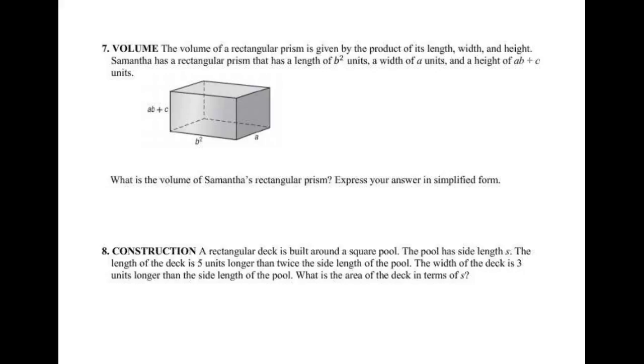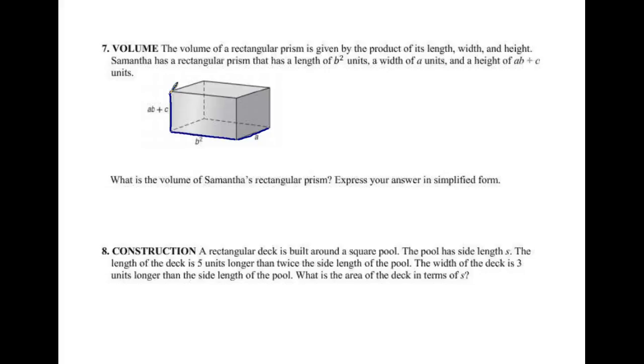Okay, let's look at question number 7, and I'm going to practice a little bit with that because I think this is not that complicated, but some of you try to complicate it. I don't know why. But this is a cube or a rectangular prism, and we need to find the volume. The volume of any three-dimensional shape is length times width times height. So it's going to be A times B squared times whatever that is. Okay, it's AB plus C.